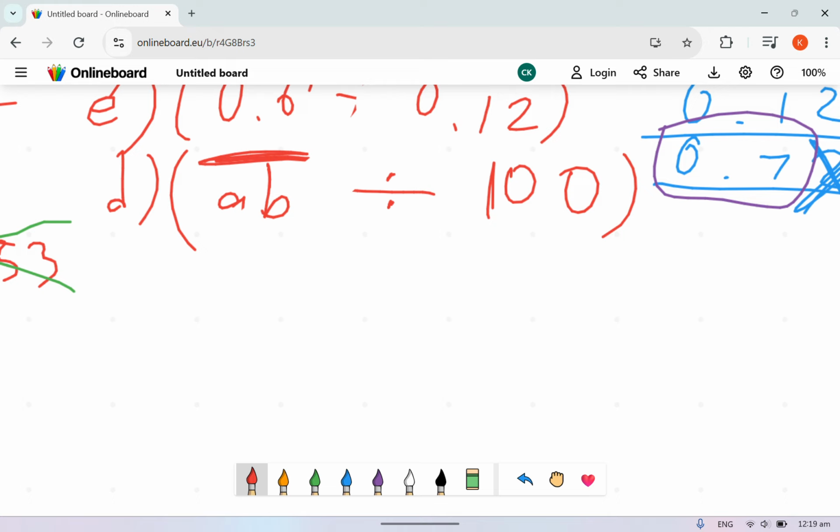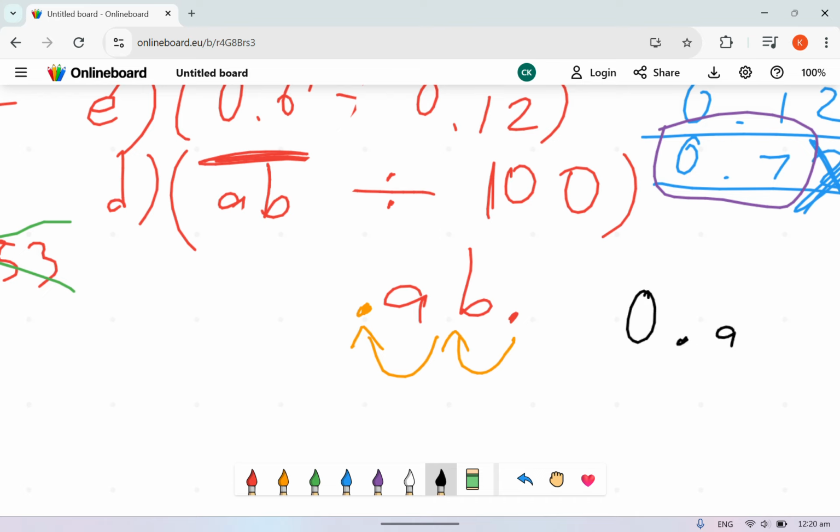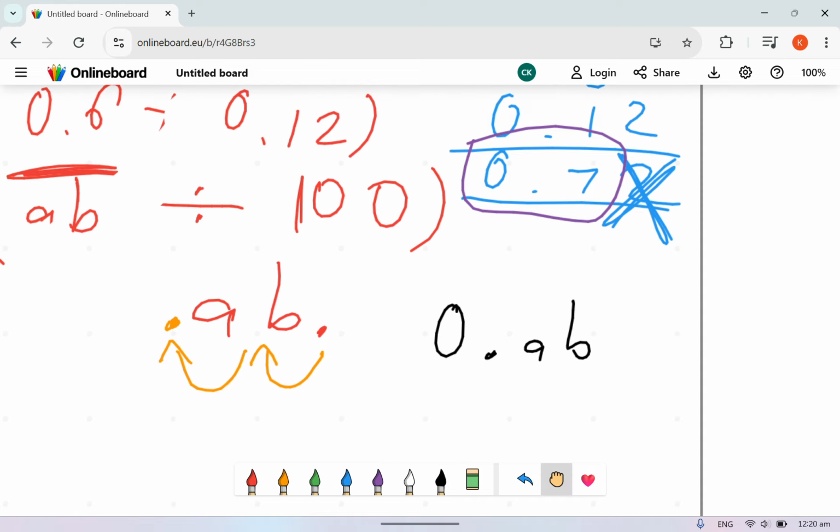AB divided by 100. So I'm pretty sure you all know when a number is divided by 100, the decimal point will move backwards. If it's times 10, it will move forward by 1. If it's divided by 10, it moves back. So in this case, you divide by 10, then divide by another 10. So now the decimal point is here. What we get is 0.AB, right? And if we truncate, that means we'll be taking off the B regardless. So now we'll be left with 0.8.